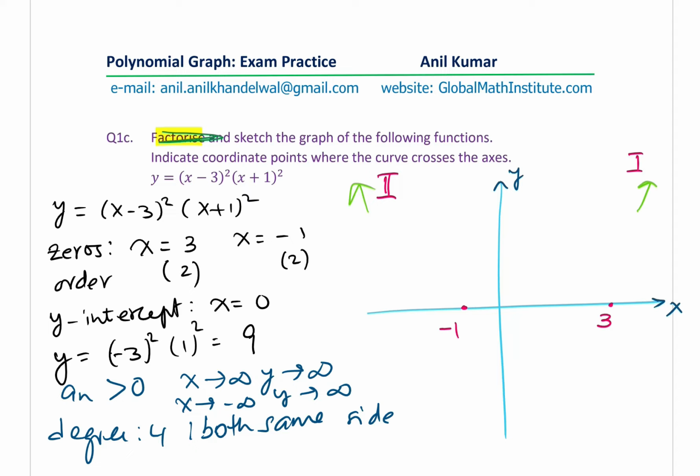Now these zeros which we have marked are double zeros. So it is going to turn at these points. You get the idea, right? So now we can join these points and sketch the graph. It's going to be something like this. I mean, that point is not very good. Let's redo it.